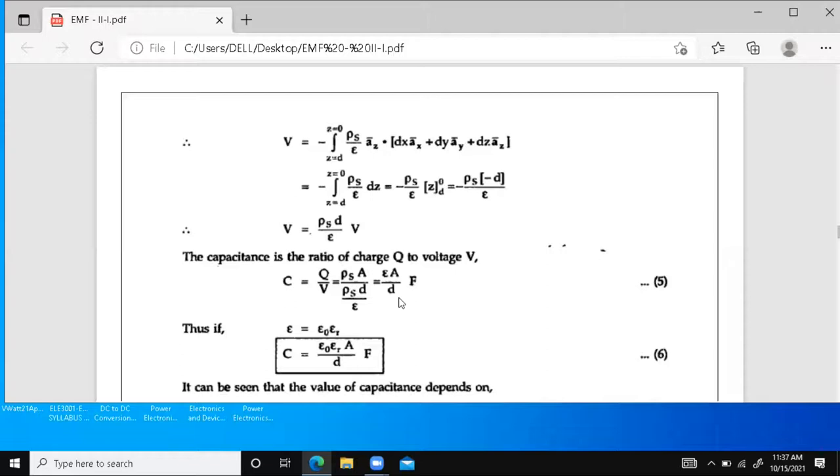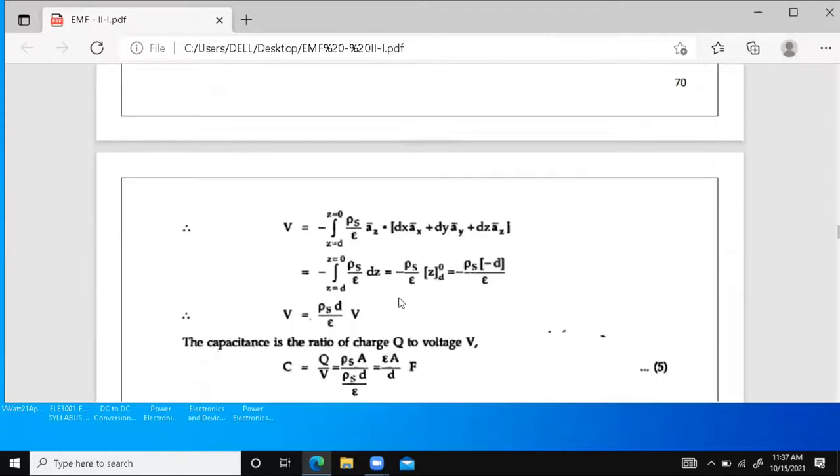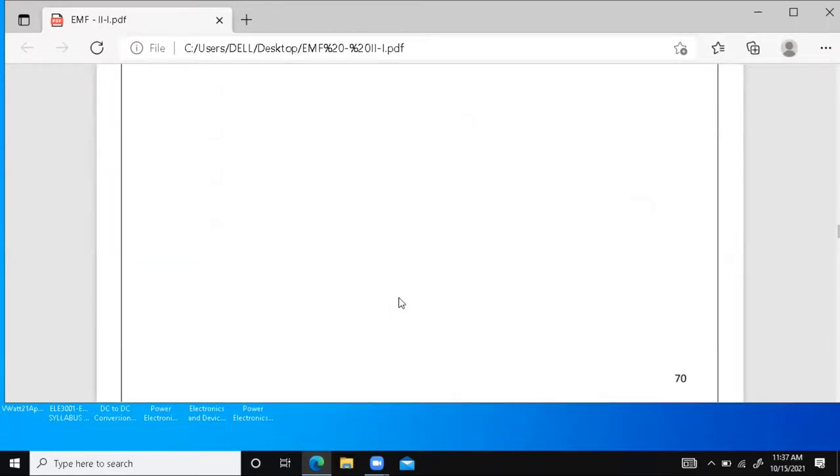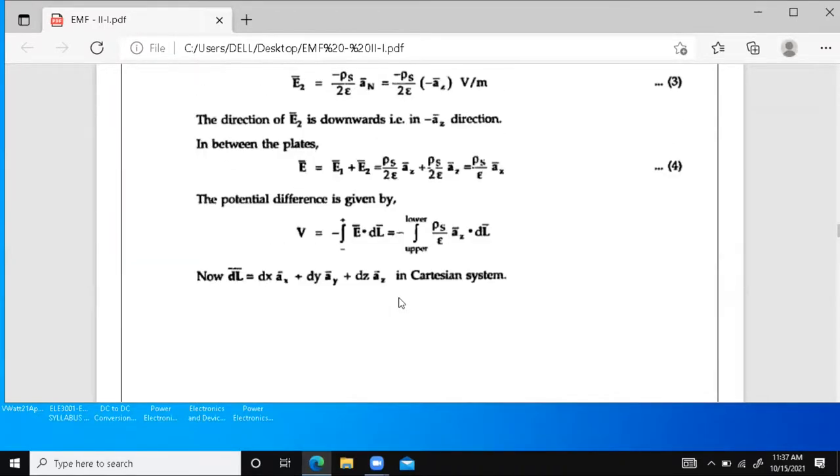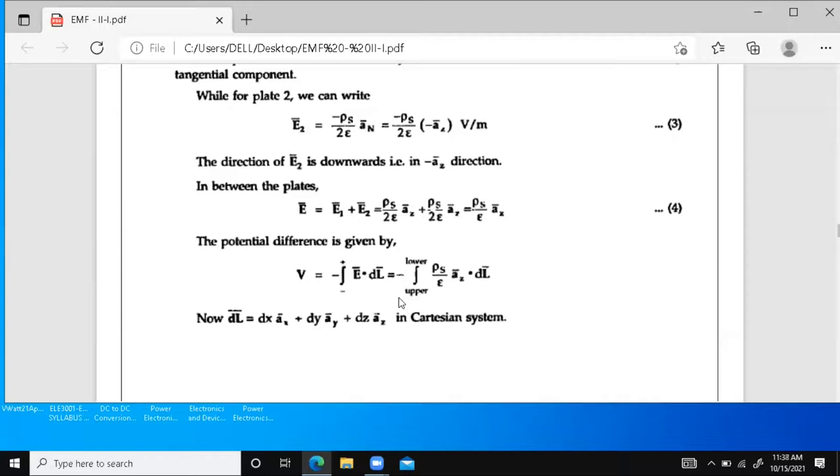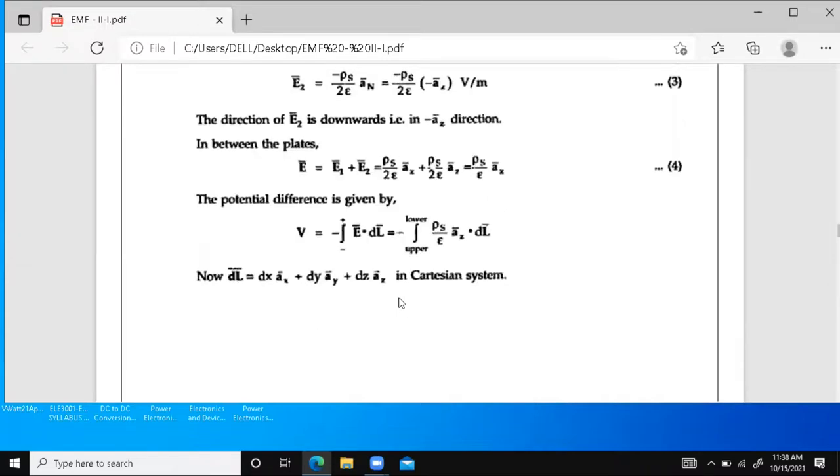Wait, so can I scroll up a little bit, but keep this part of the equation on this? Oh wait, no, you can't. Alright, thanks. I was just wondering where the dx, ax plus dy might come from.